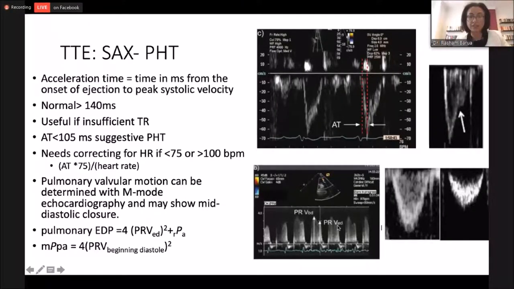As you'll see there, these bottom two traces, that's what your normal pulmonary velocity, the forward flow, looks like. Can be triangular, can be more parabolic, but as we heard just in the last talk, if you see that notching, then that suggests that there are reflected waves from that pulmonary hypertension, and that is seen in some patients with pulmonary hypertension, but it's neither sensitive nor specific.